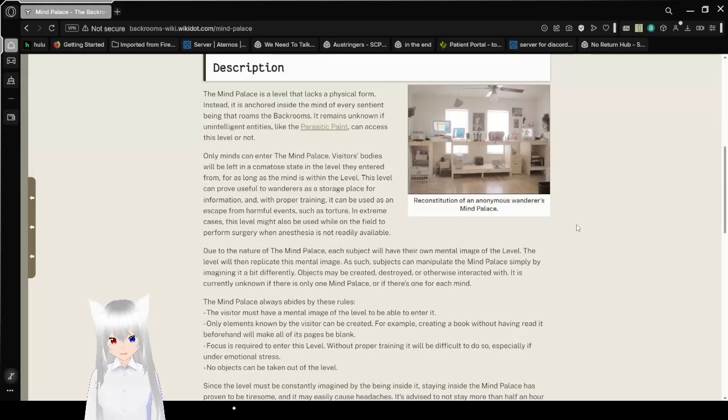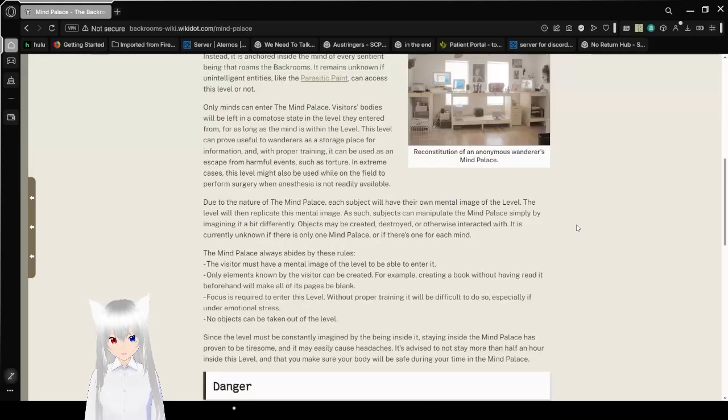Only minds can enter the Mind Palace. Visitors' bodies will be left in a comatose state in the vault they entered from, for as long as the mind is within the level. This level can prove useful to wanderers as a storage place for information. And with proper training, it can be used as an escape from harmful events, such as torture. In extreme cases, this level might also be used while on field to perform surgery when anesthesia is not readily available.